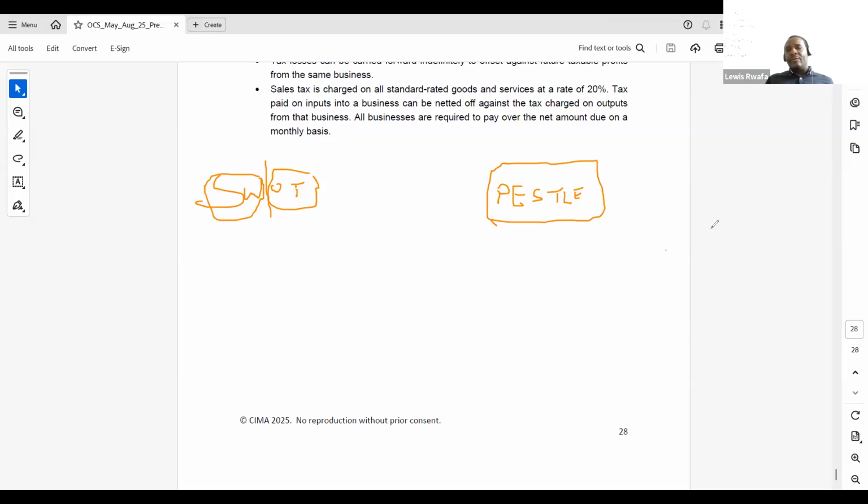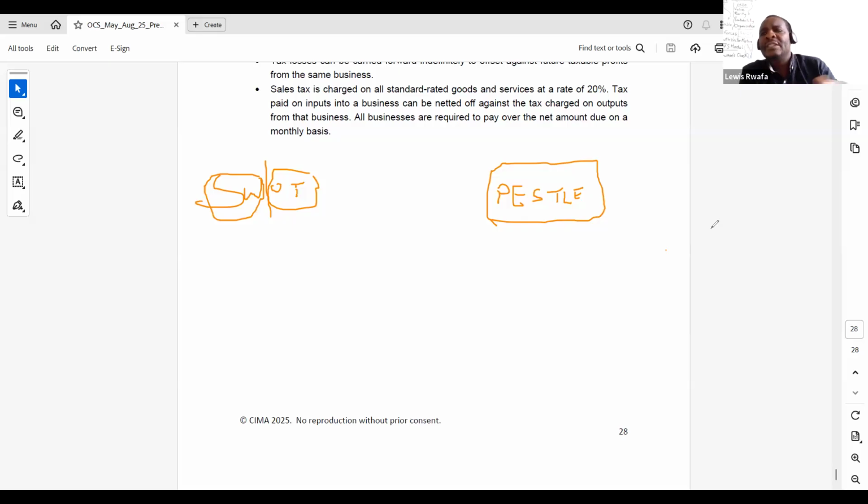So that's it in terms of our PASTEL. In terms of our SWOTs, we look at the strengths, weaknesses, opportunities, and threats. I think we've done so much for this one. Let's quickly rush through our PASTEL. So PASTEL is political, economic, social, technological, legal, and environmental.